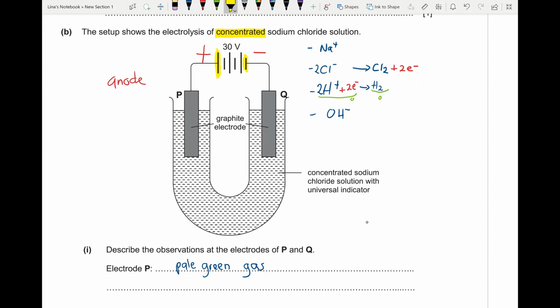Okay. And look at what happens here too. Concentrated sodium chloride solution with universal indicator. Okay, what does this mean? Universal indicator is added to monitor the change of pH. As hydrogen ion gets reduced, you have less and less hydrogen ion. So now the concentration of hydroxide ion is larger than the concentration of hydrogen ion. Okay, so the concentration of OH- is now higher than the concentration of hydrogen ion because hydrogen ion has been reduced. So the solution is getting more and more alkaline.